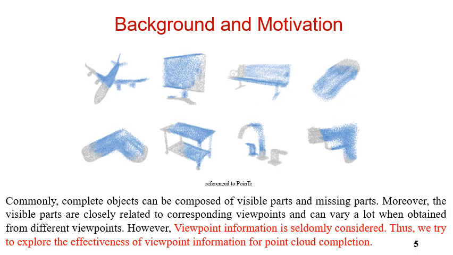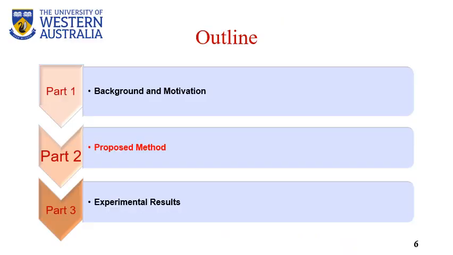However, the viewpoint information is seldom considered in the field now. It is a fact that complete objects can be composed of visible parts and missing parts. Moreover, the visible parts are closely related to corresponding viewpoints and can vary a lot when obtained from different viewpoints. Thus, we try to explore the effective use of viewpoint information for point cloud completion. Next, I will introduce the proposed method.